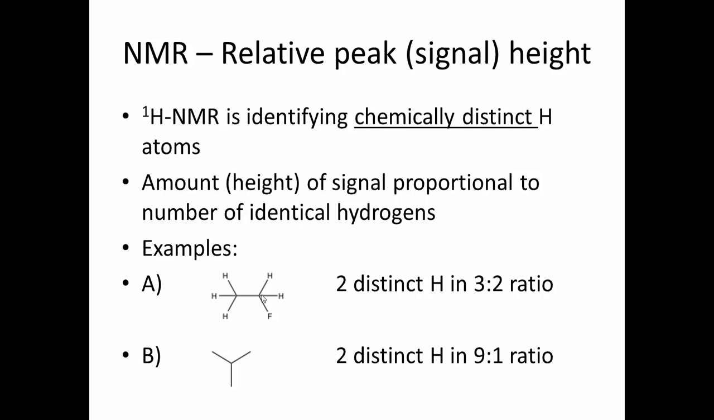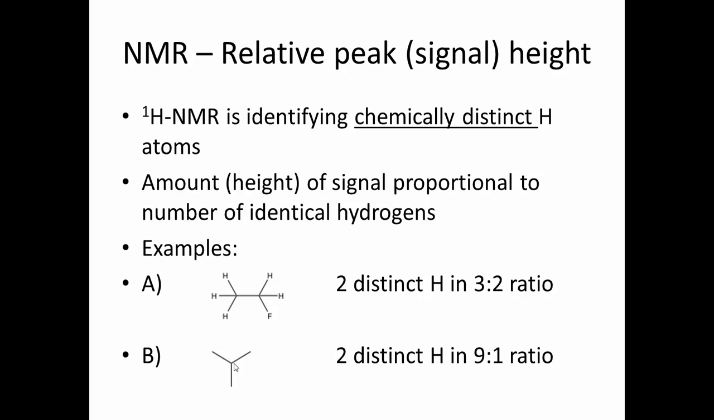Over here, on the right-hand side, we have a hydrogen that's next to a hydrogen and a fluorine. This hydrogen is also next to a hydrogen and a fluorine. So those hydrogens are chemically distinct, and they're different from these hydrogens. So we have 2 distinct types of hydrogen in a 3 to 2 ratio. So we would see 2 peaks if we ran NMR on this, one with a height of 3 and one with a height of 2.